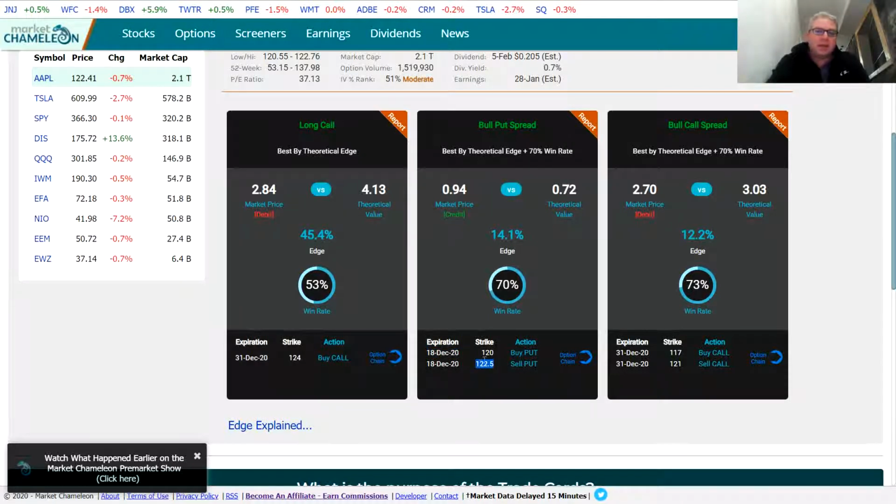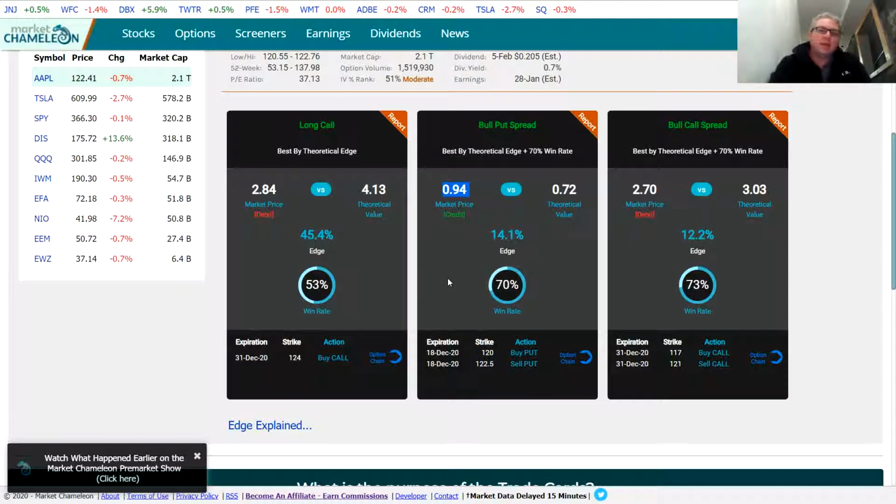Here's the trade. Sell put 122.5 and buy put 120. So you're risking 250 total, but you're getting an income of 94 bucks.